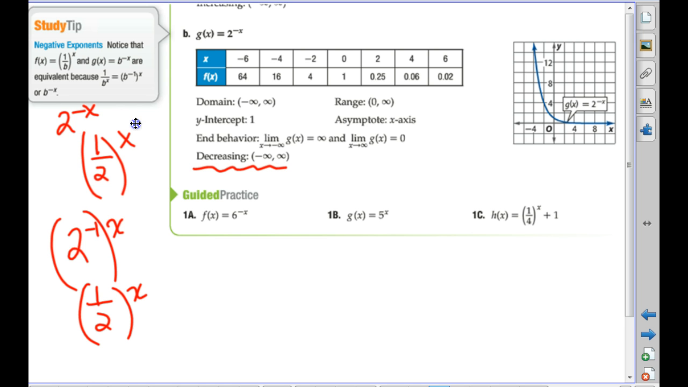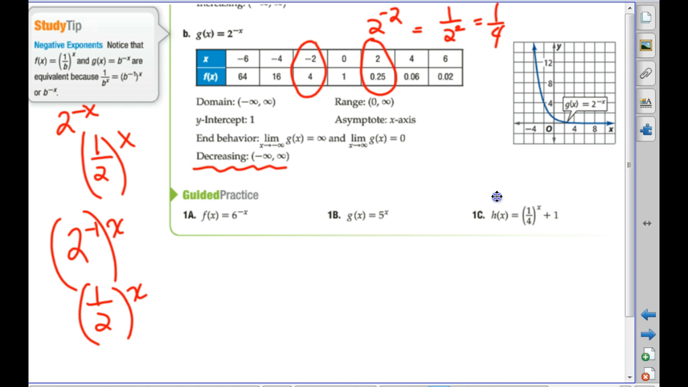because if you put in a negative here, say we put in a -2, the opposite of -2 would be 2, so 2 to the second would be 4. So on the left side where the negative x is, it's a bigger number. As you go to the right, when you put in a 2, 2 to the -2 becomes 1/2 squared, or 1/4. So it's getting smaller and smaller the bigger the x value.